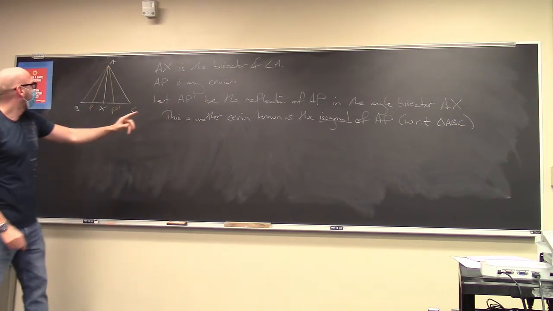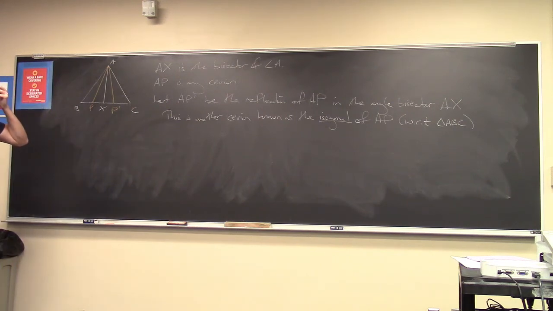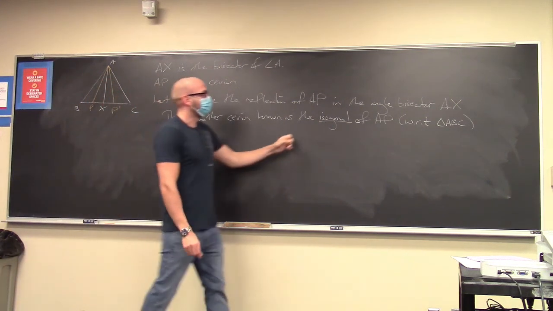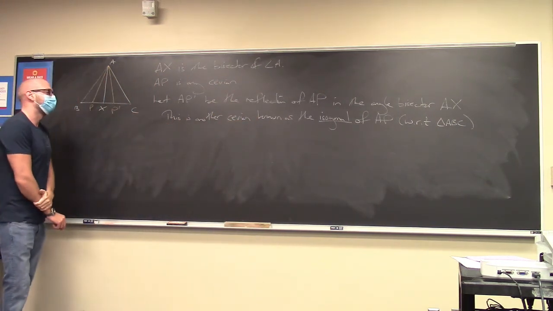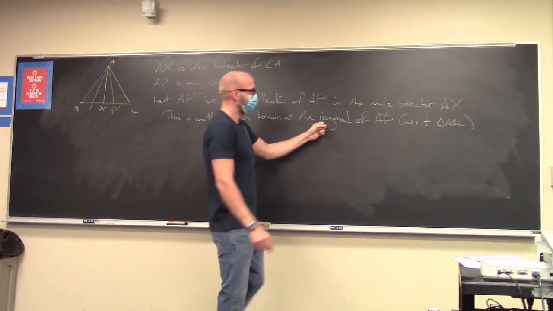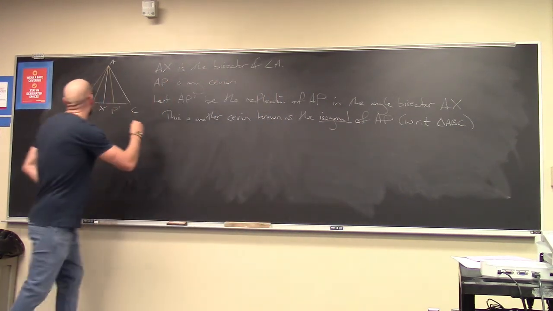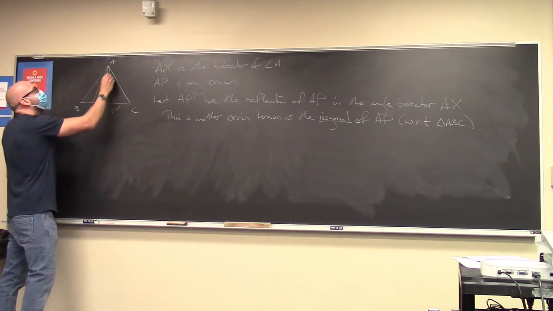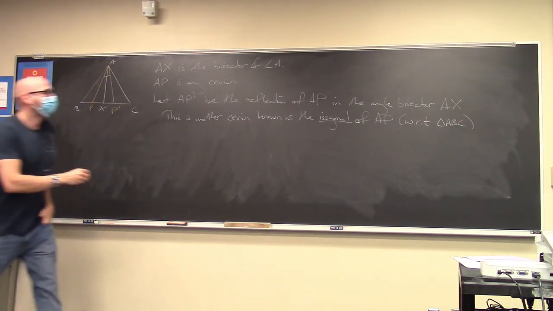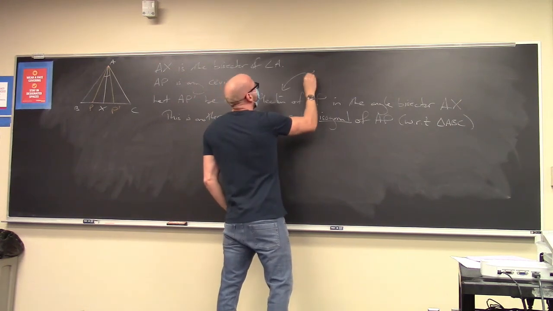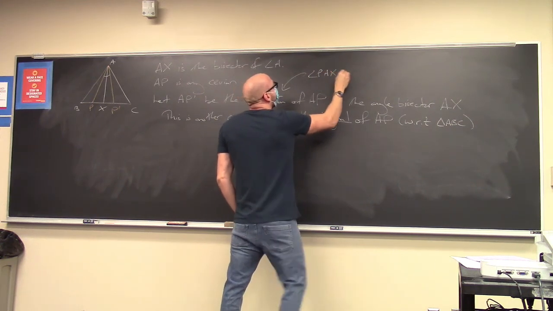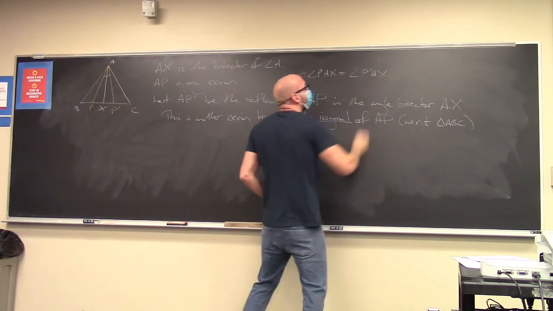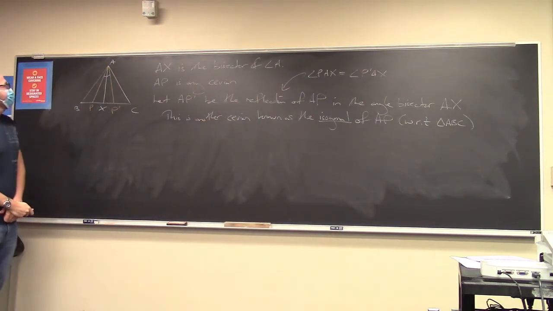What do I mean by reflection? When I say reflection, what am I preserving here? Well, the name might actually give you a hint. Iso, is it Greek or Latin? I believe it's Greek. Iso meaning same, and gonal referring to angles. So it's the angles that are preserved. This angle here is the same as this angle here. And so angle PAX is the same as angle P prime AX.